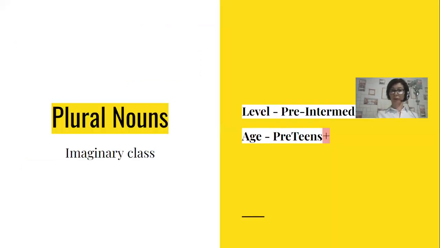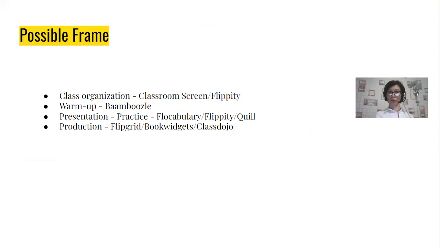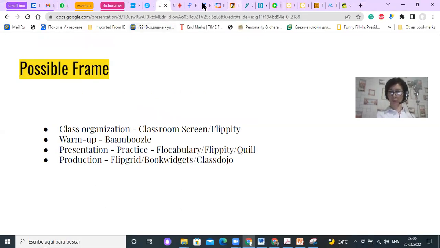So let's imagine that we are in an imaginary class where the topic is plural nouns. So the level of the students is pre-intermediate, their age is preteens and above. And this is what I would choose for this classroom as an example. So for class organization, I will use one of those tools as Classroom Screen or Flippity. By the way, Flippity is also a great tool to organize.